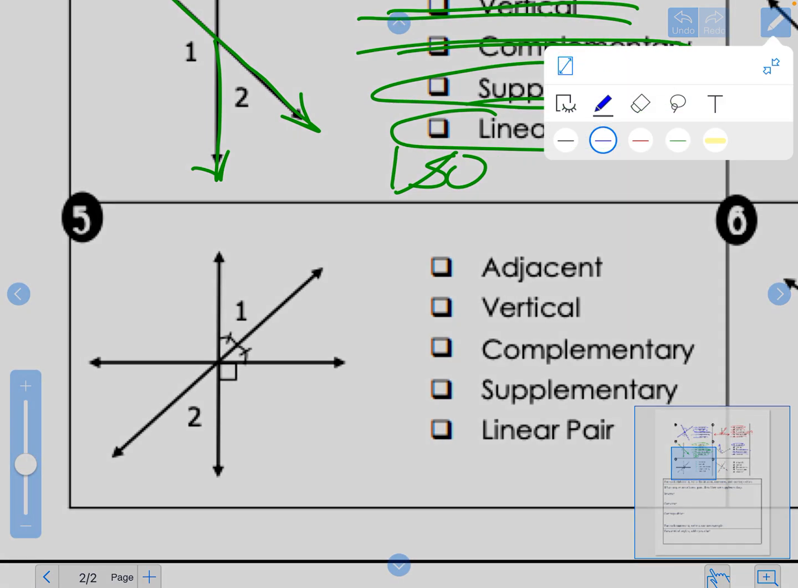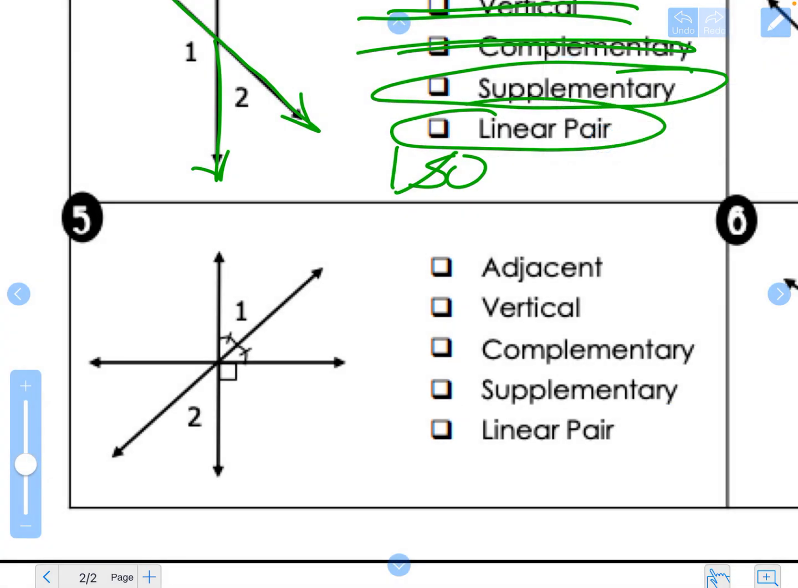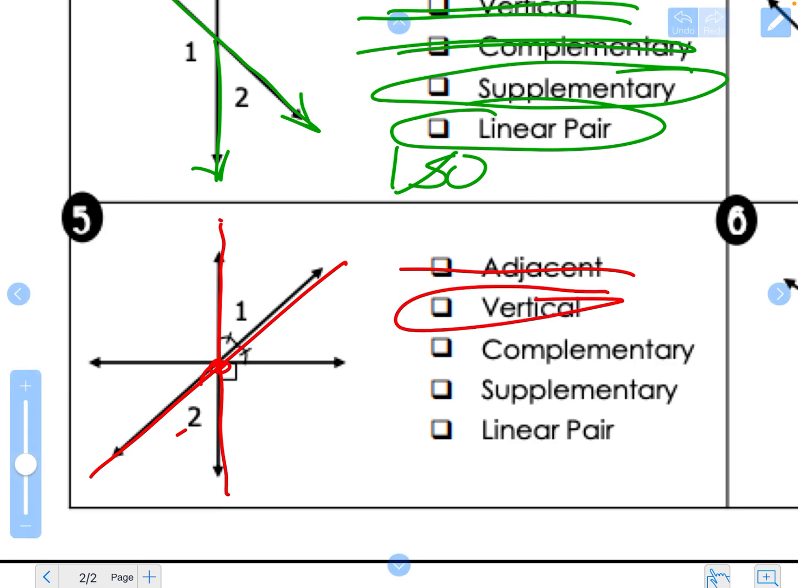All right, now let's look at this one right here. Angles 1 and 2 do not share the same side, so I know they are not adjacent, but they share the same set of lines and have the same vertex. So that tells me that, yes, they are vertical. And because I know they're vertical, I know that they are congruent.